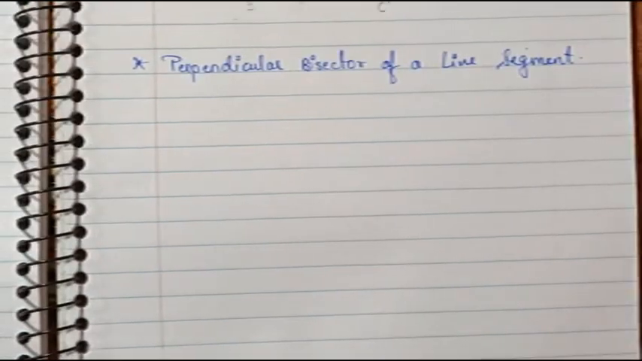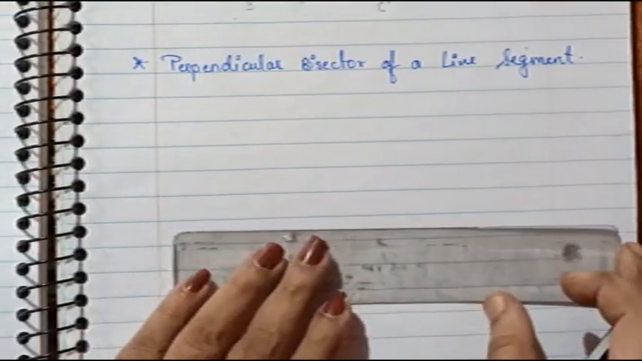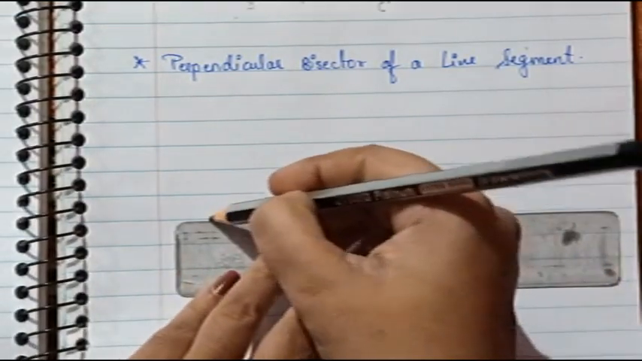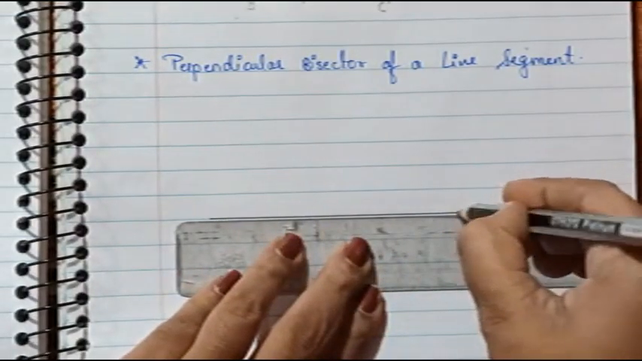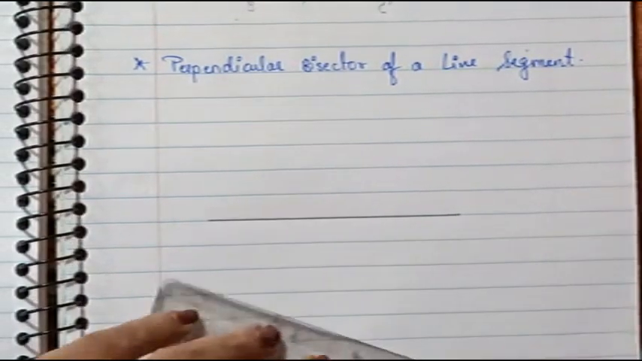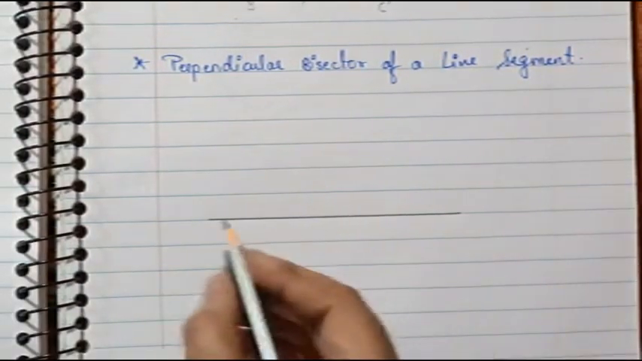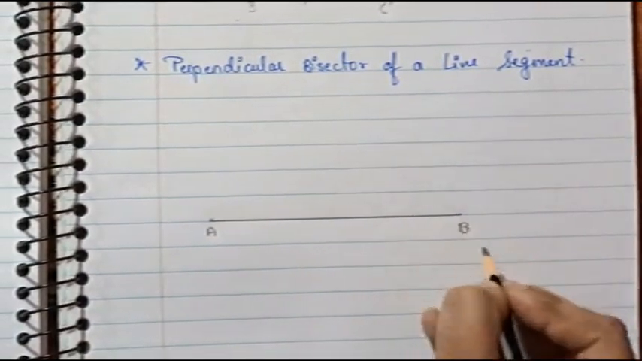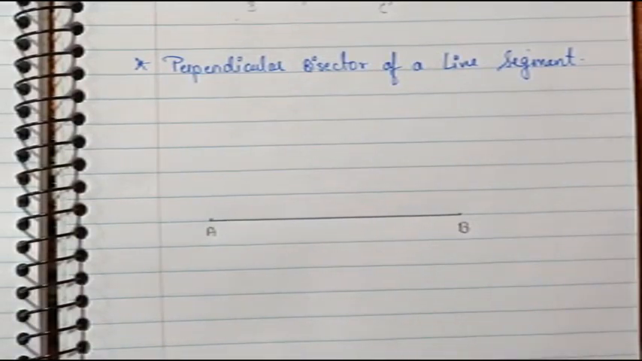Now students, for the perpendicular bisector of a line segment, the very first thing you are supposed to do is draw a line. Okay, we'll draw a line first. I'll draw it over here. Suppose, for example, I'm drawing a line of 6 centimeter, and we'll just name it A and B. Just assume that this is a line segment AB. Now students, you are supposed to bisect this line segment with a perpendicular line.